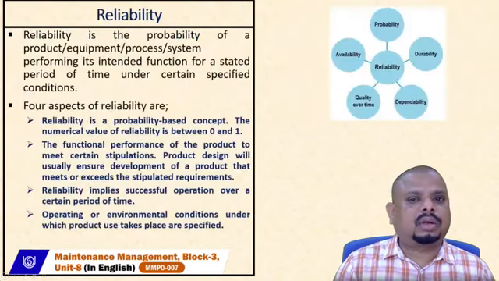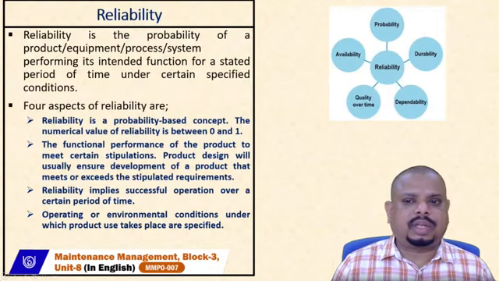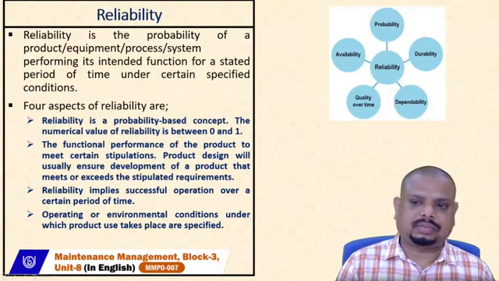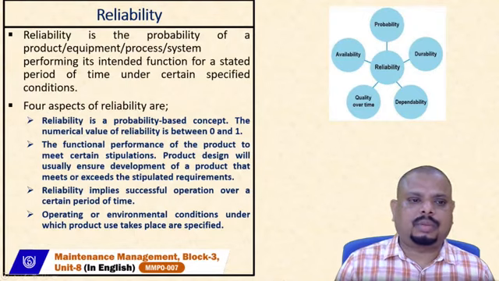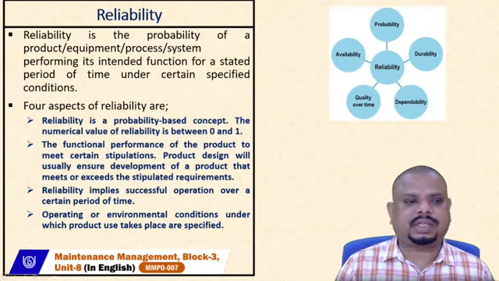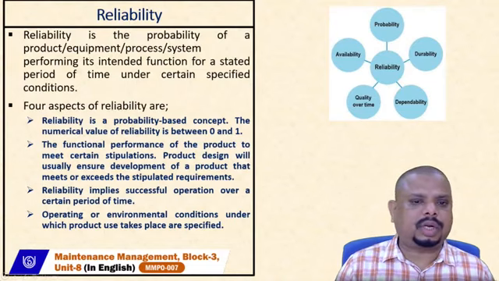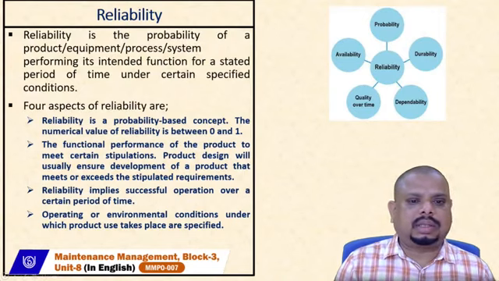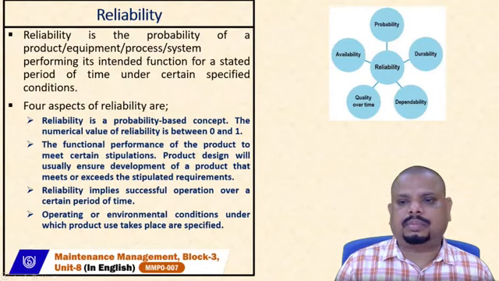Moving to the next one. Whenever you go for reliability, first you have to focus upon the basic concept of reliability. It is the probability of a product, equipment, process or system performing its intended functions for a stated period of time under certain specified conditions. For example, you are using a pump, and the pump is operated in specified conditions and environments, and the intended function of the pump is for a given period of time. That means it should run for 24 hours, or maybe 8 hours, or maybe 10 hours.